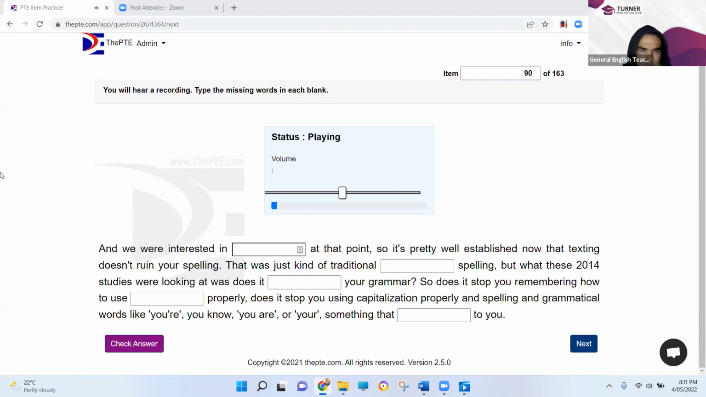And we were interested in grammar at that point. So it's pretty well established now that texting doesn't ruin your spelling. That was just kind of traditional, conventional spelling. But what those 2014 studies were looking at was, does it ruin your grammar? So does it stop you remembering how to use punctuation properly? Does it stop you using capitalisation properly and spelling grammatical words like your, you are, or your, something that belongs to you?